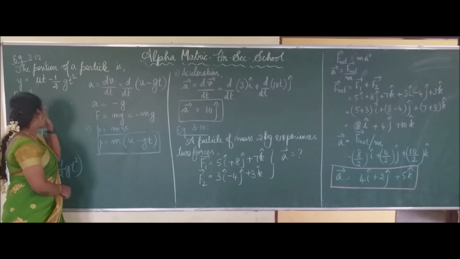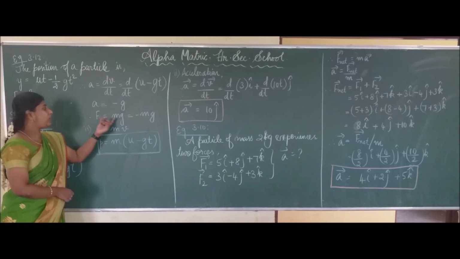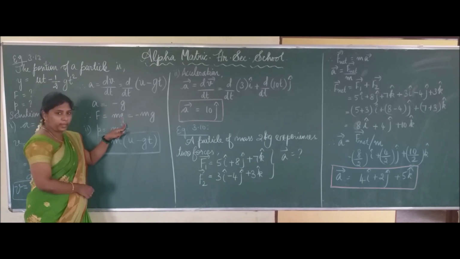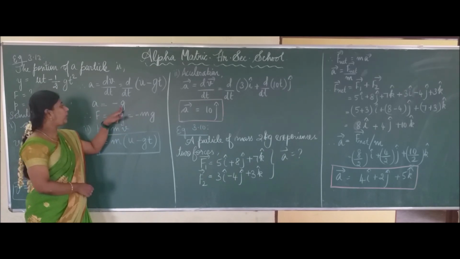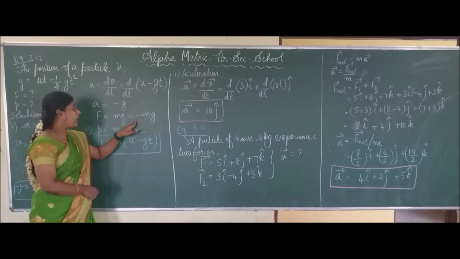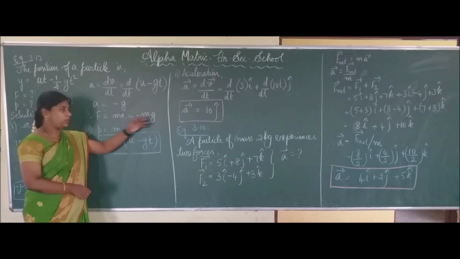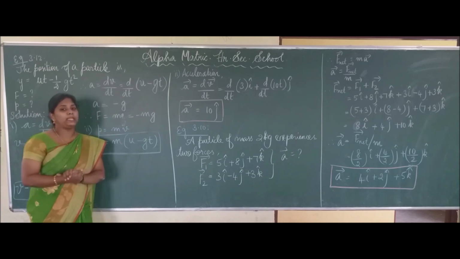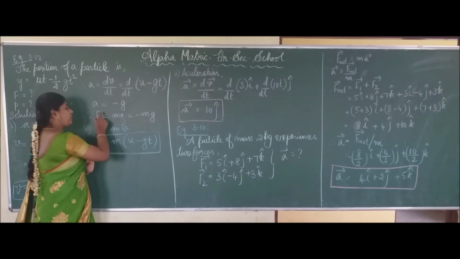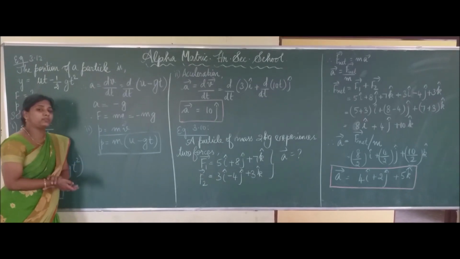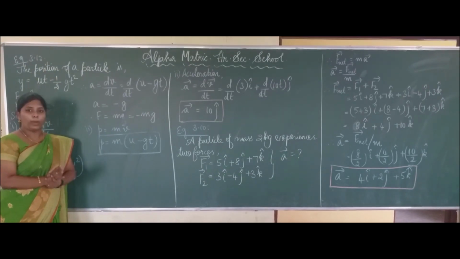Okay. So the force acting on the particle, you know the general formula F equal to ma. So in terms of a we got minus g. So F equal to minus m into g. We got the value F equal to minus mg. Which means here the force equation has a negative sign. It implies the force is acting along the negative y direction.